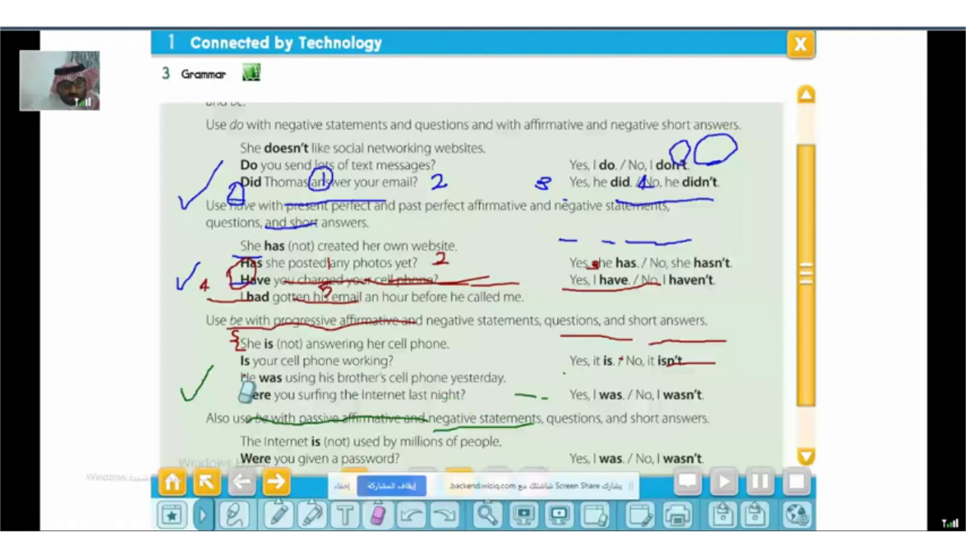Now change this color. Right. Number 1, passive. We use P with a passive affirmative. Number 2 with negative statements. Number 3 with question. Number 4 with short answer.